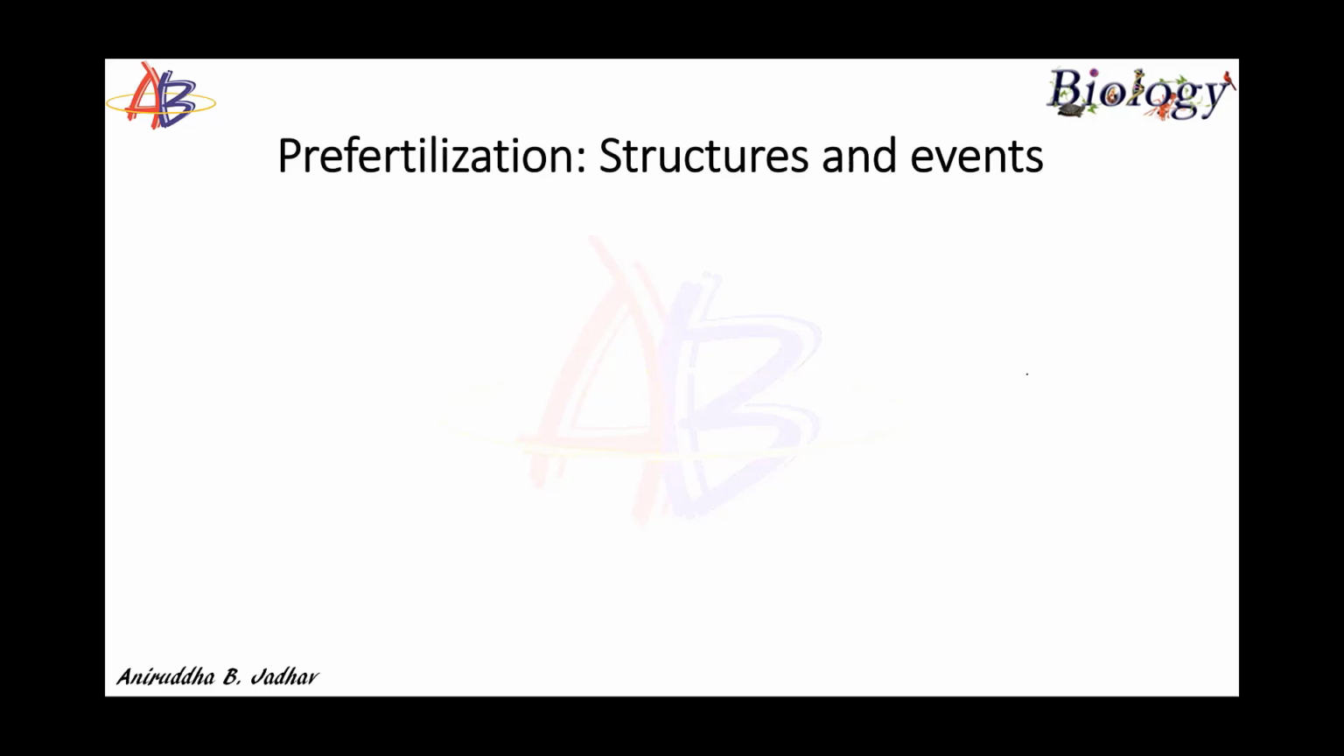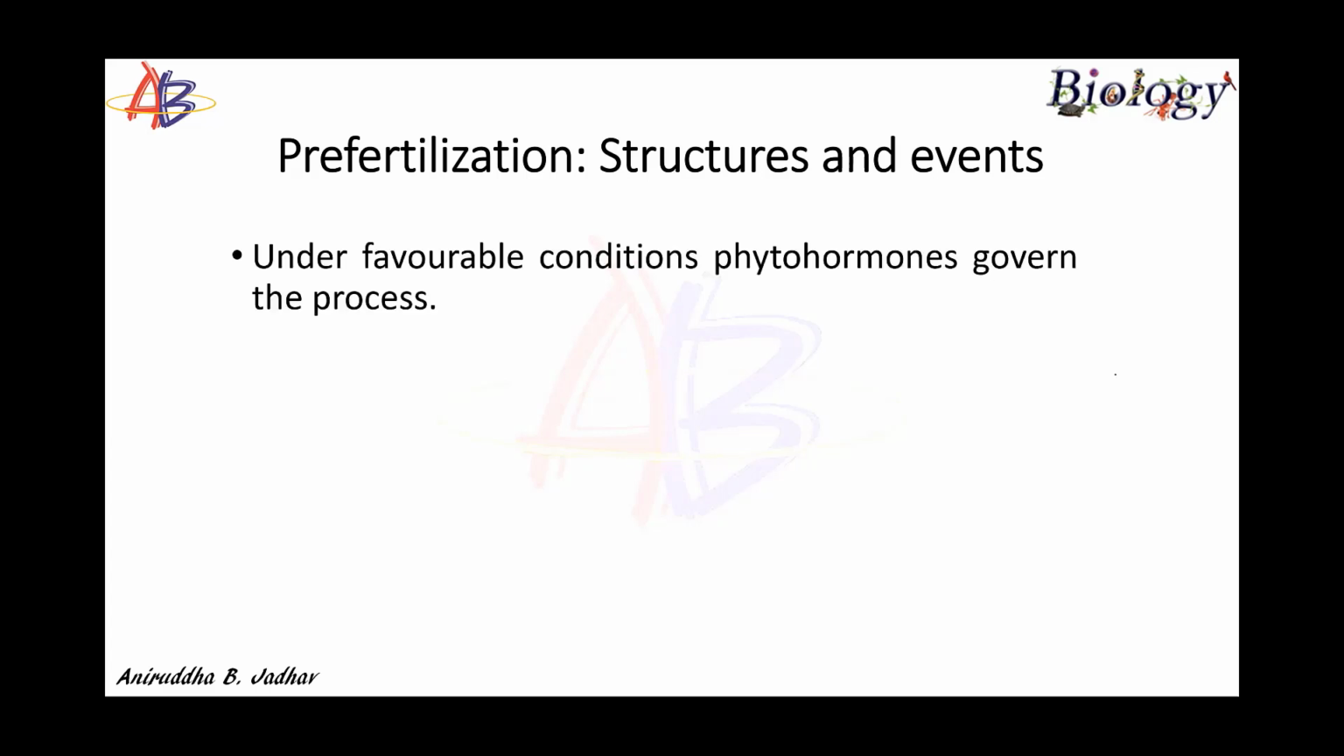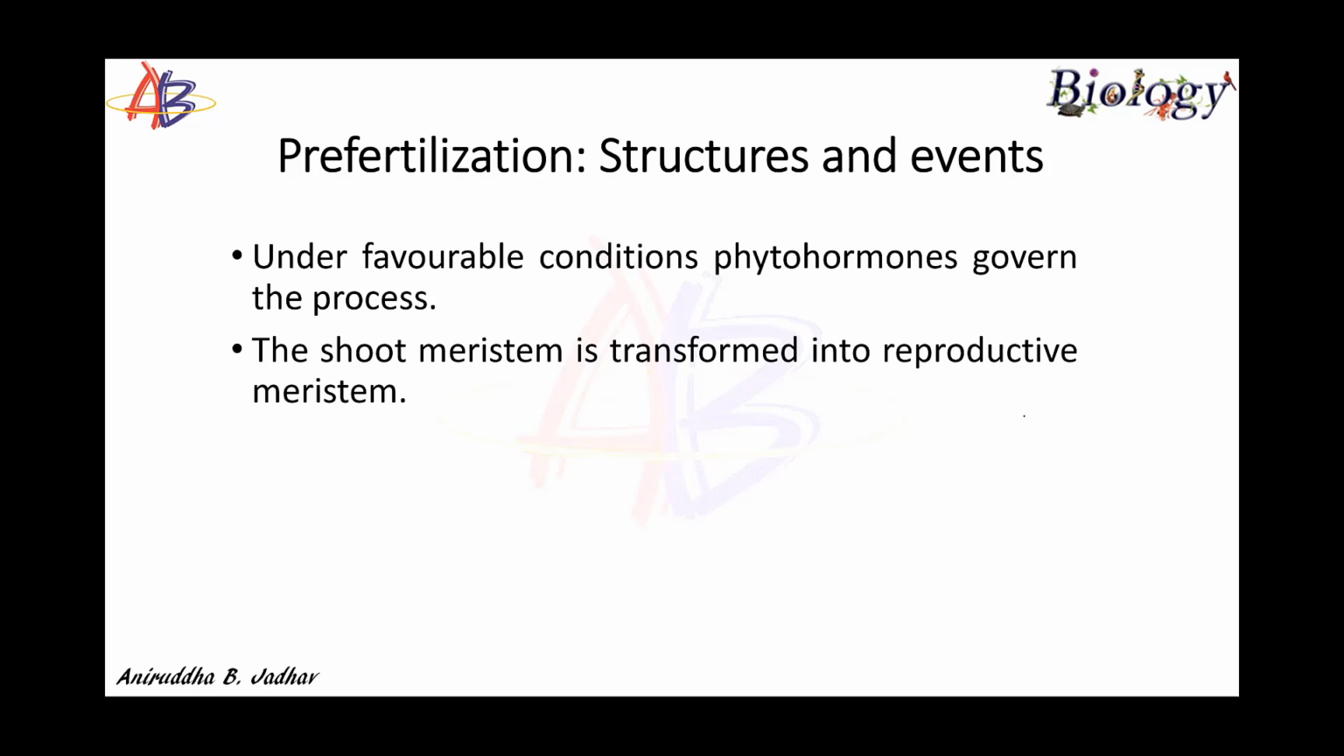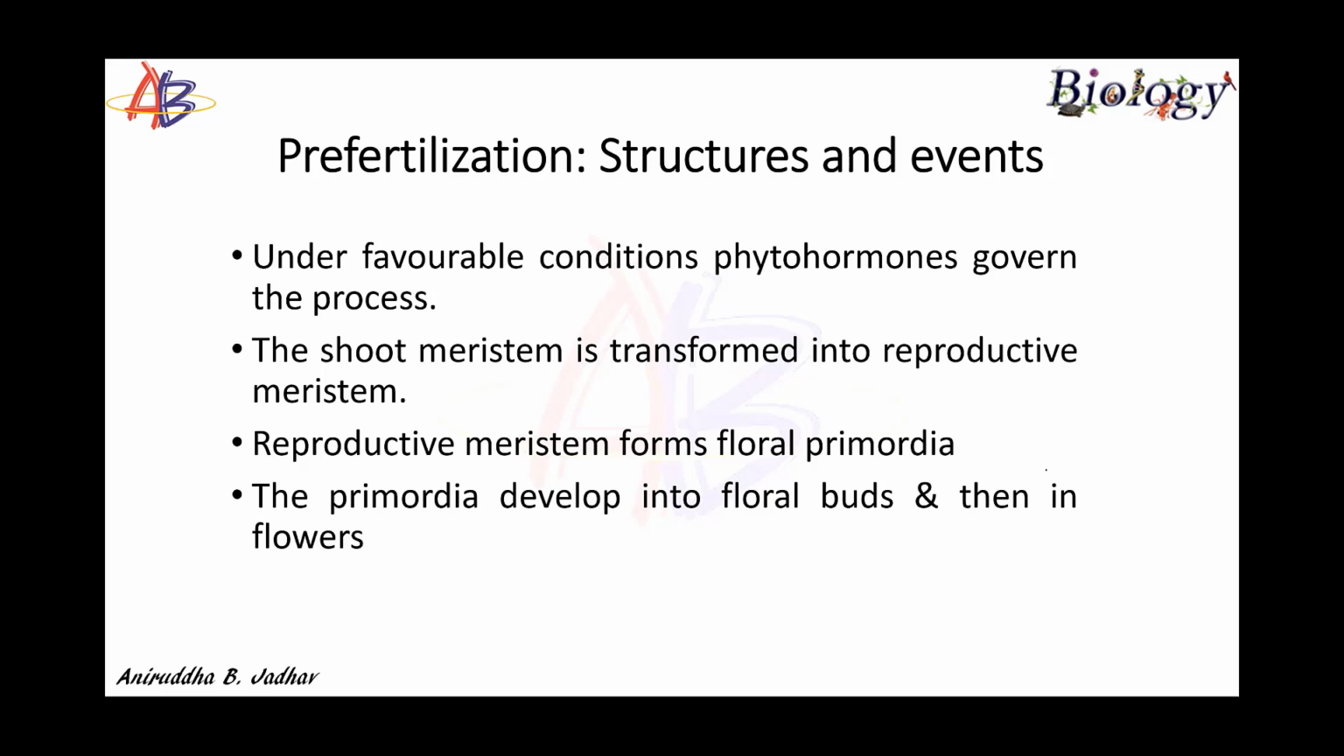Now let us talk about the structures and events related to the pre-fertilization stage. The phytohormones and environmental cues govern the formation of flowers on the plant shoot. Under the influence of these phytohormones, the shoot apical meristem is transformed into reproductive meristem. This reproductive meristem grows to form the inflorescence axis, over which floral primordia will develop. The primordia then develop into floral buds and ultimately into flowers.